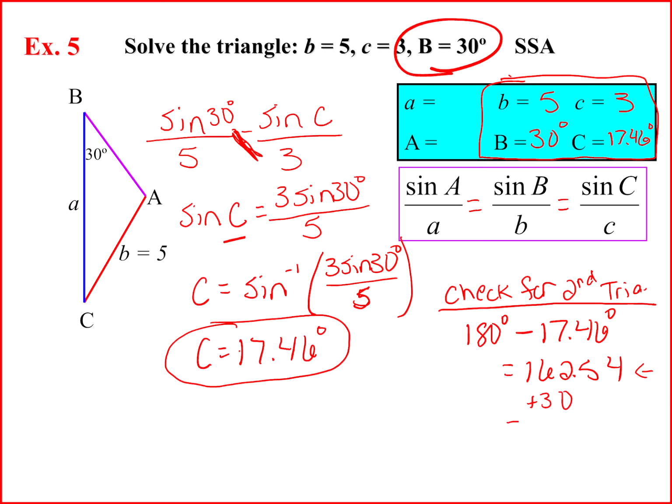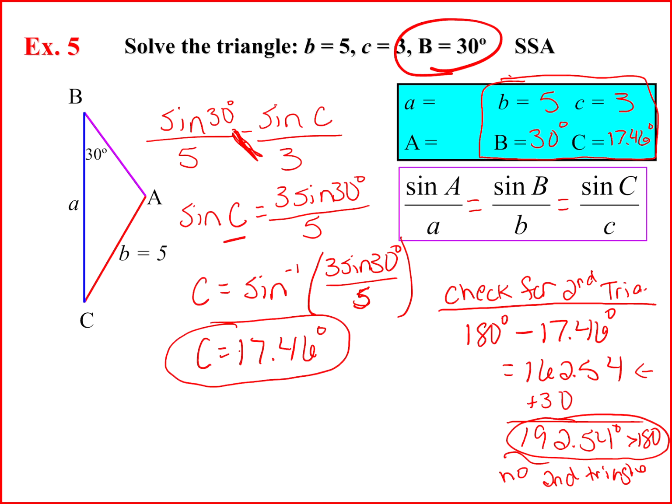So if I add 30 to what I just got, that gives me 192.54. Well, I can't be over 180. This is greater than 180, which isn't possible because the angles have to add to 180. So there is no second triangle. So the rule is if this is bigger than 180, there's no second triangle. If it's less than 180, there is, and we'll do an example of that, and we'll also do an example so that you know that there is not anything else.